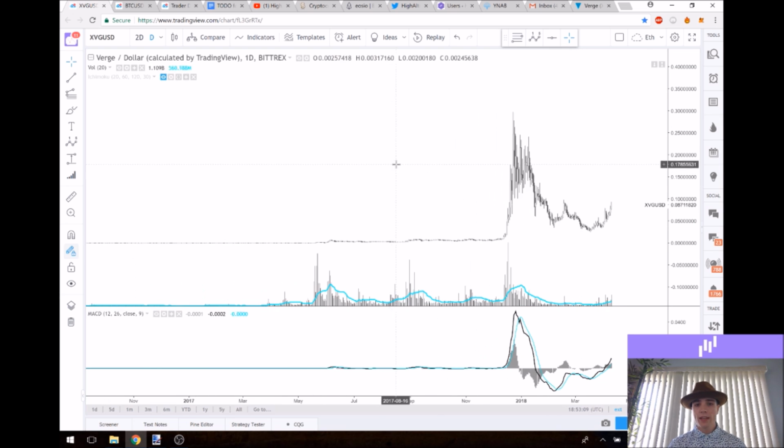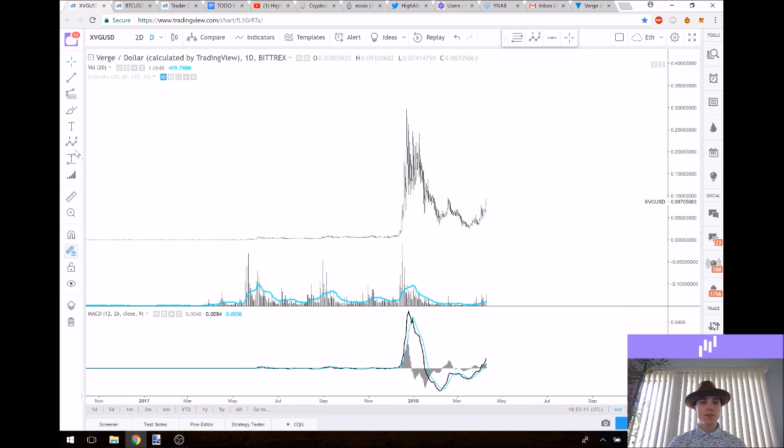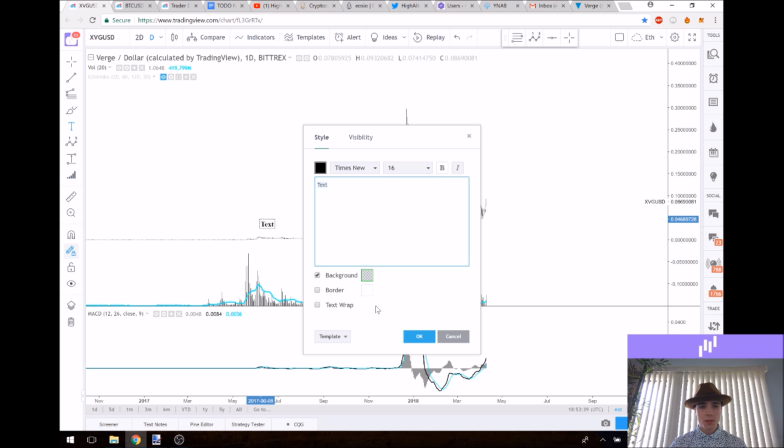So as far as wave analysis goes, this is the first wave for Verge right here. It was consolidating over here last year at such a fraction of a penny, I can't even say, 0.0000021 cents. And then the first wave's top was 0.008 cents. So this is a 1 and a 2 wave.